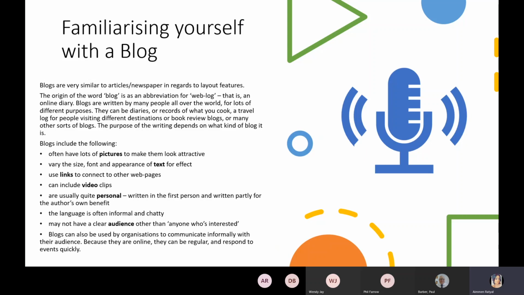Blogs may not have a clear audience other than anyone who's interested in them. Blogs can also be used by organisations to communicate informally with their audience. Because they're online, they can be regular and respond to events quite quickly.